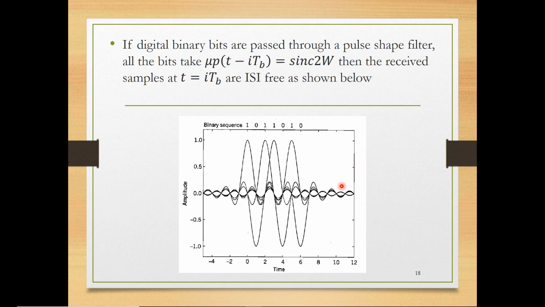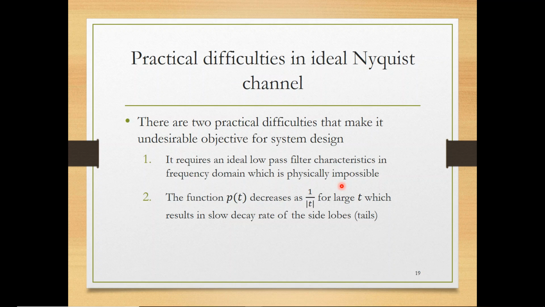This is what theory tells us, and we applied it. Seems fantastic. We loved it. There is no intersymbol interference. But when you come to practice, you find that there are severe problems. What's the first difficulty with such a pulse? It requires an ideal, this Nyquist pulse, which is sinc or rect. It requires an ideal low-pass filter characteristic in frequency domain, which is physically impossible.